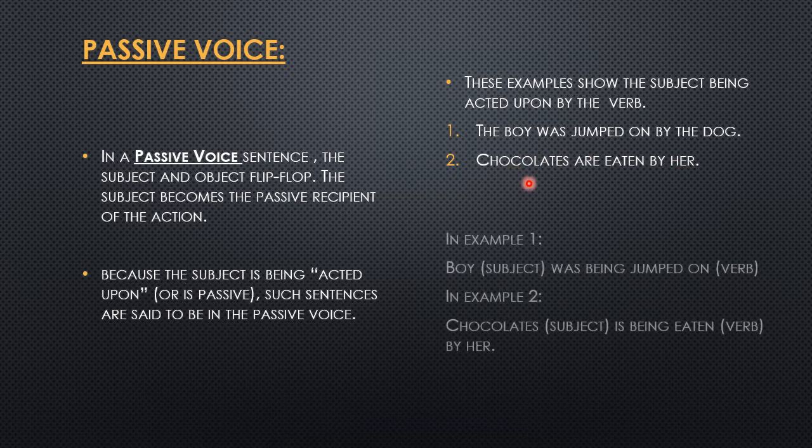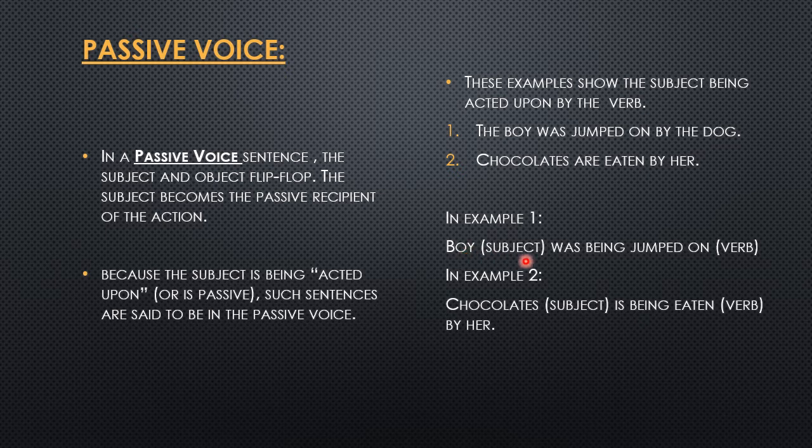Okay. In example 1, boy is the subject that was being jumped on. Understand? Boy is a subject जो कि पहले object था. ठीक है, पिछले एक्टिव वॉइस सेंटेंस में मैंने आपको बताया था कि बॉय एक ऑब्जेक्ट है. ऑब्जेक्ट क्यों था? क्योंकि उसके ऊपर काम किया जा रहा था, उस पर जंप किया जा रहा था और जंप करने वाला कौन था? सब्जेक्ट था. लेकिन इन पैसिव सेंटेंस में बॉय जो है वो सब्जेक्ट बन गया है और जो सब्जेक्ट था एक्टिव वॉइस का वो ऑब्जेक्ट बन गया.